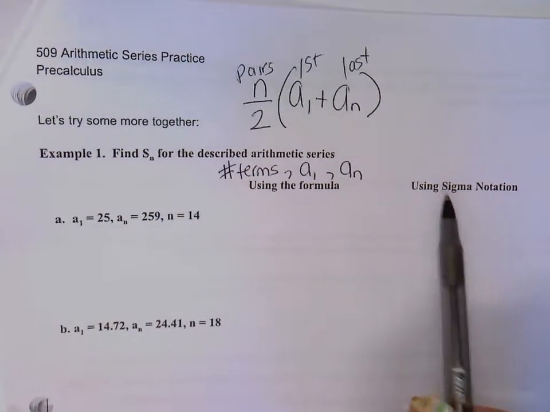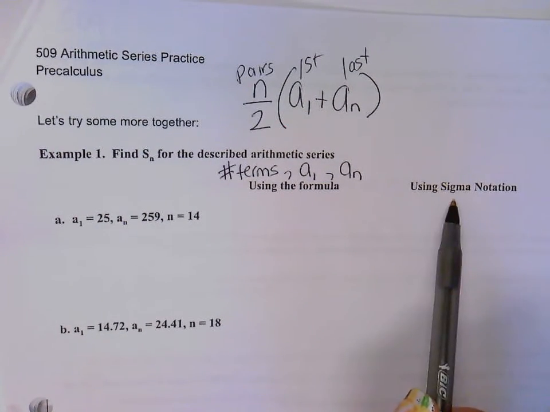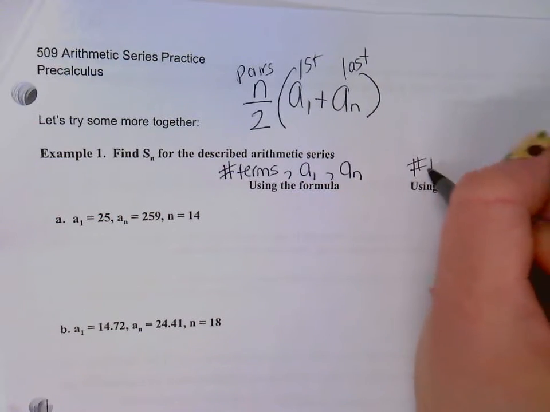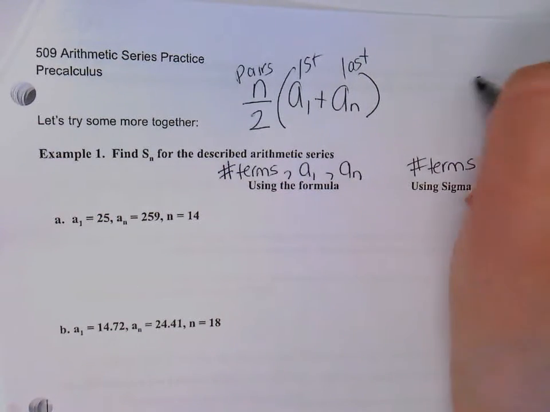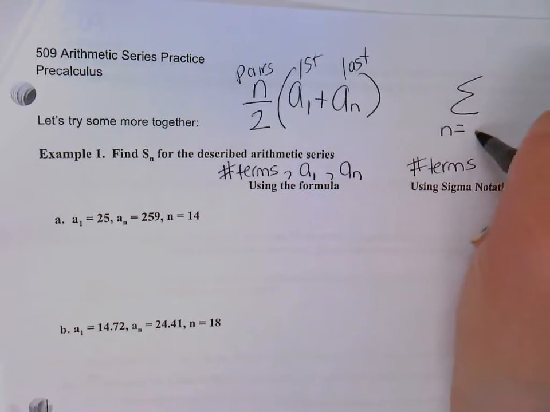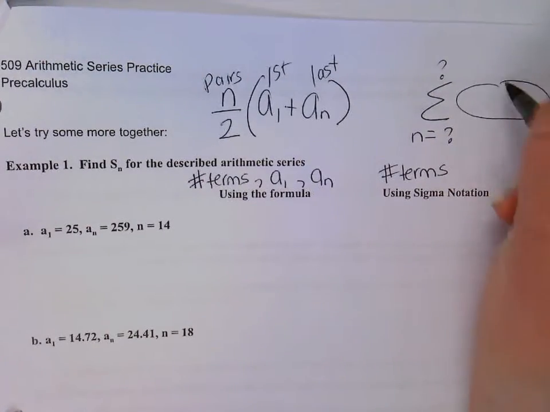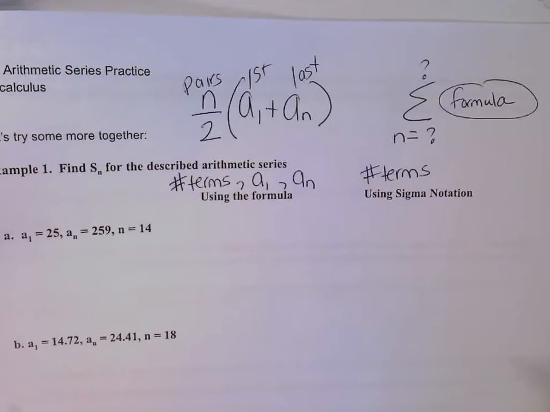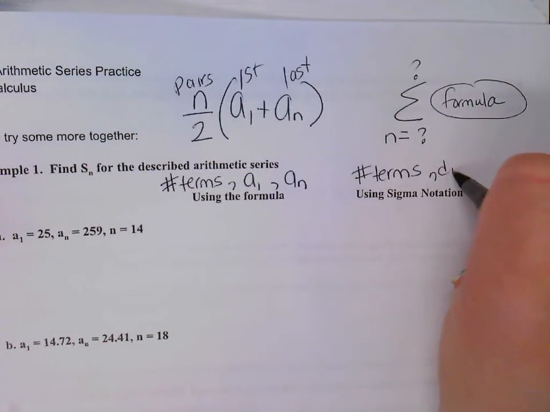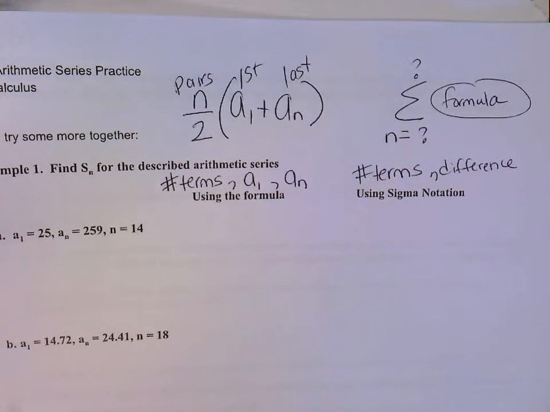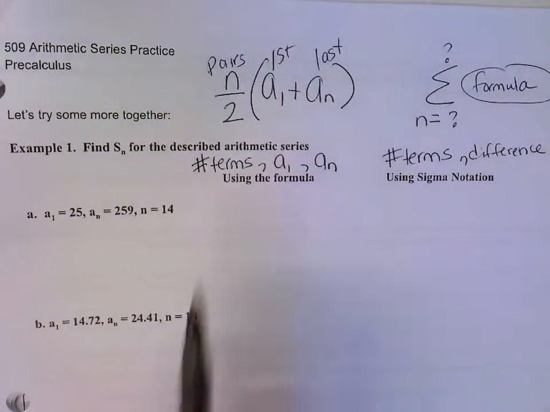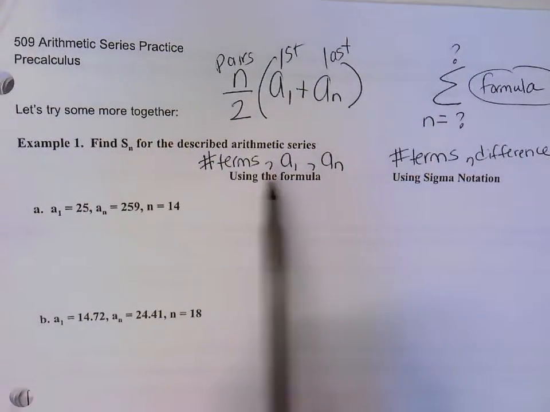If I want to use sigma notation, I do need to know the number of terms, right? Because it goes from, term what to term what. And then I need to know the formula. So the formula, I need to know the difference, right? And then the first term and the last term. So based on what information they give you, you may prefer one strategy over the other.